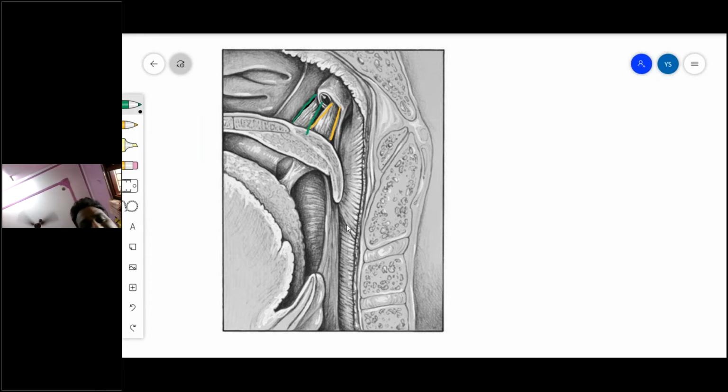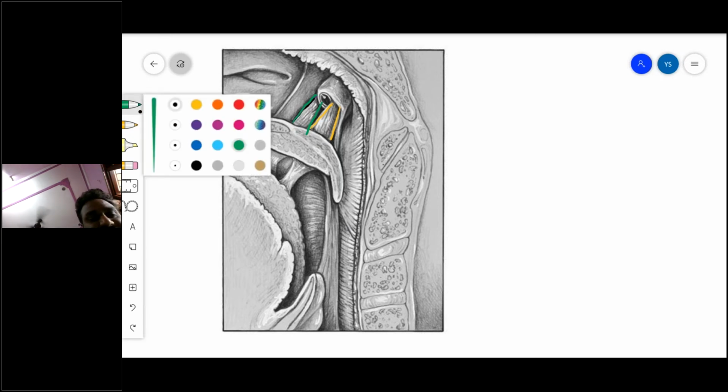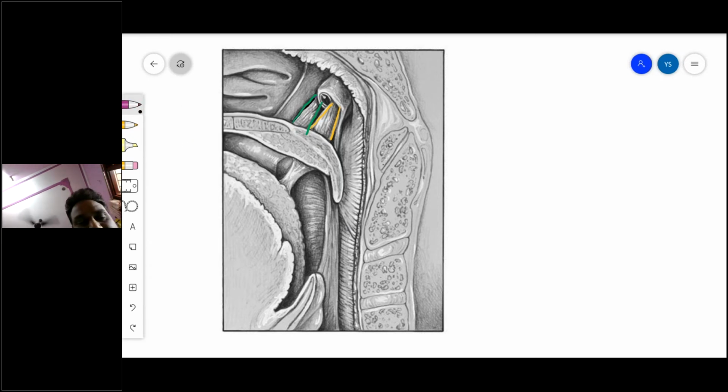From below, we can see another two muscles, this one and this one. And one muscle that is forming the lower border, with the circle I'm showing, that is another muscle. Totally, we can see in this picture 5 muscles. Number 1, 2, 3, 4, and the last muscle is within the soft palate only. That is the 5th muscle.